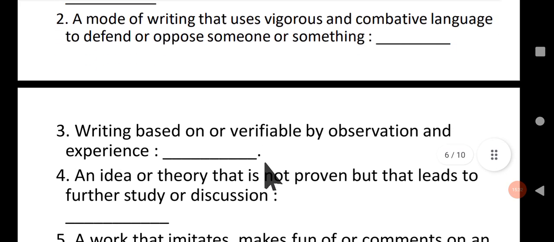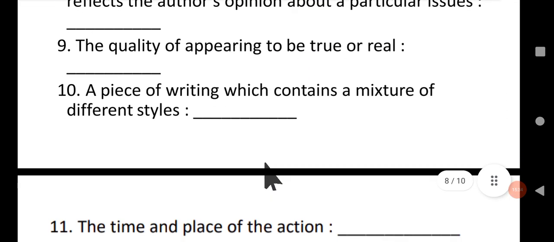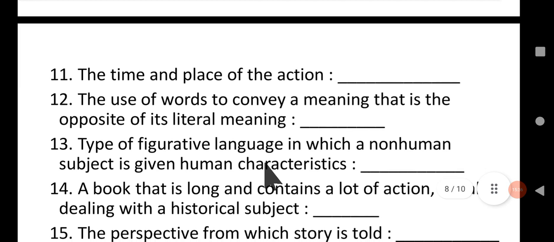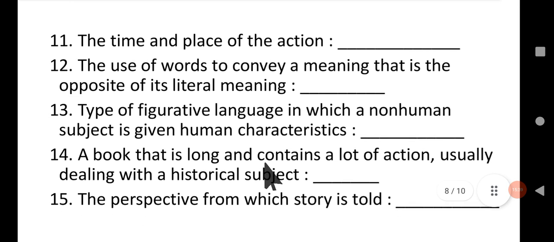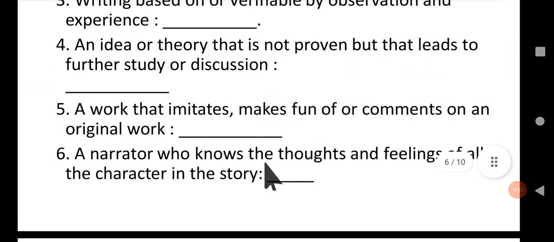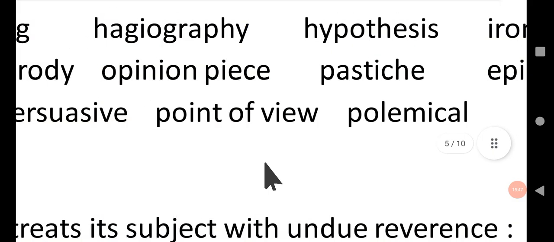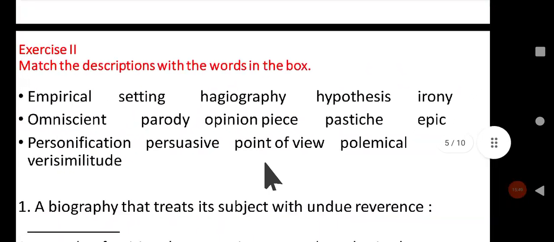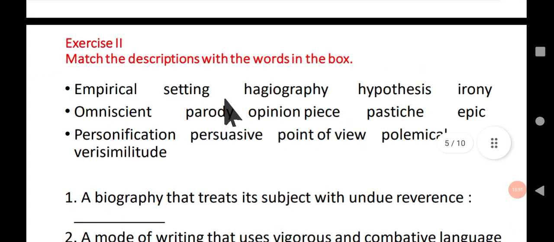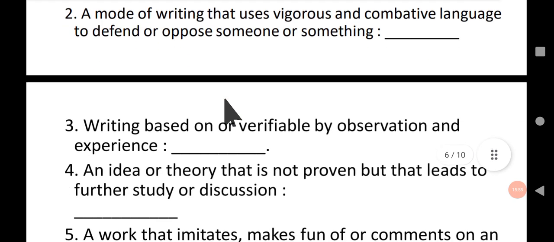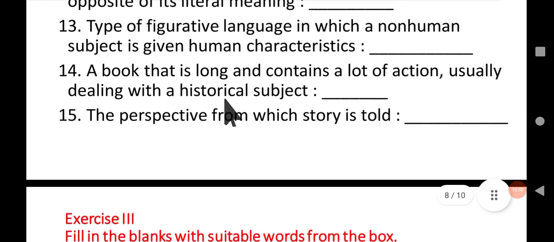Okay, next, 11th one, the time and place of an action. What is it called as? I think you all know it. This is also vocabulary which is used in films. What is it? That is setting. Time and place of an action altogether, that is called as setting. Next, move to the next one.